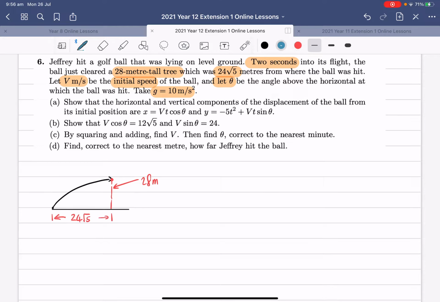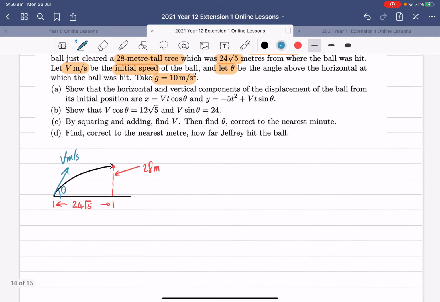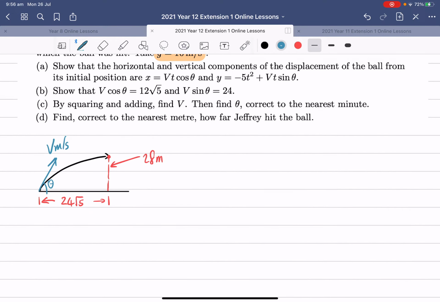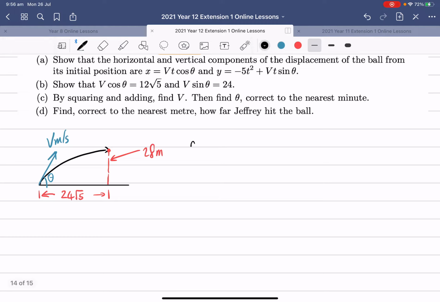That's a 28-meter tall tree, and the distance horizontally is 24 square root of 5. All right, so the ball is hit here. Initially, the velocity is V meters per second with an initial angle of theta. With this information, we should be able to just do the questions now. I don't need to read the question anymore. So let's look at question A. Show that the horizontal and vertical components of the displacement of the ball from the initial position are equal to these two expressions here. So this is a very standard show question.